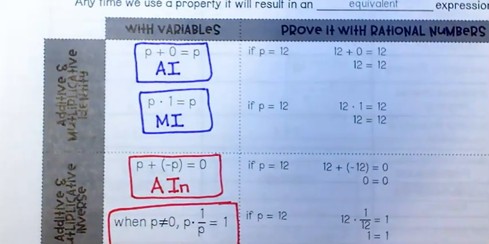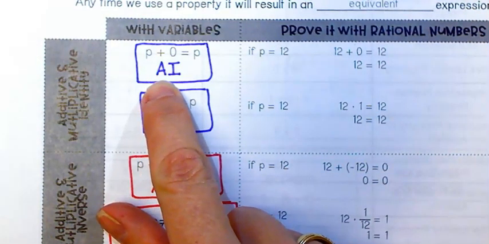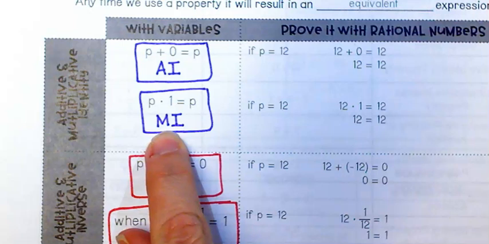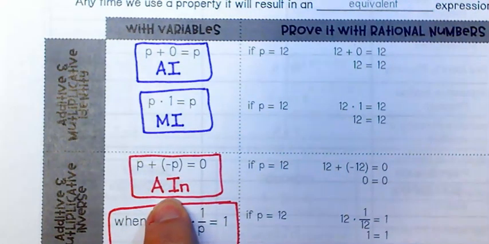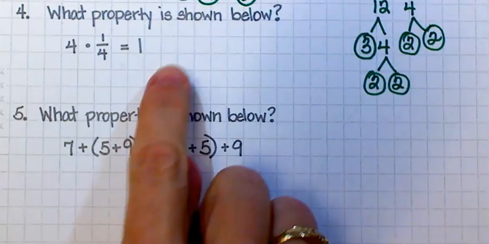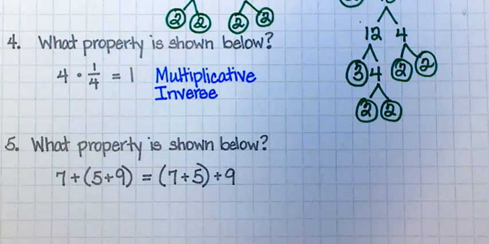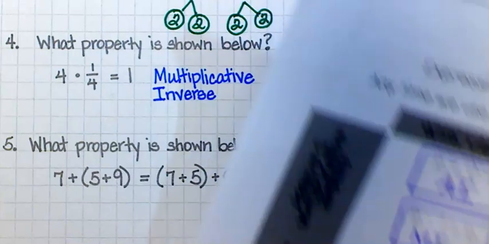I did a bunch of abbreviations, but if you have this property, that's the additive identity. If you have something like this going on, that's the multiplicative identity. Down here, this is the additive inverse. This is the multiplicative inverse. Ding, ding, ding. That's the one we need. Okay, so that's what we're going to write down right here. Multiplicative inverse.